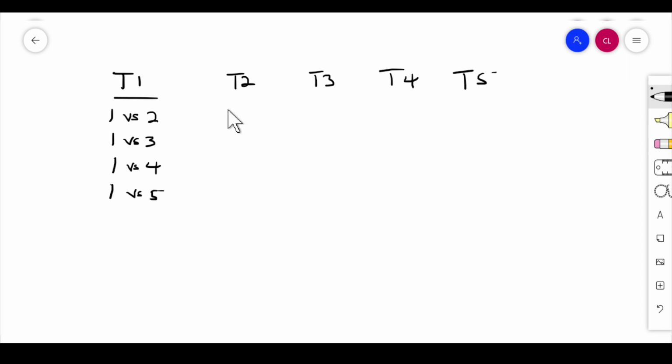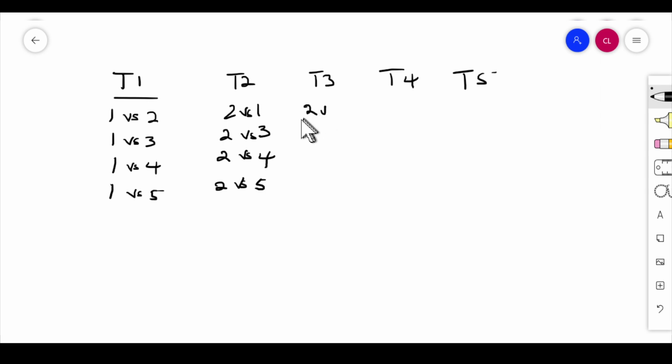So team 2 would have played 1. This would be 2 versus team 1. Okay. Team 2 versus 3, 2 versus 4, and 2 versus 5. All right.